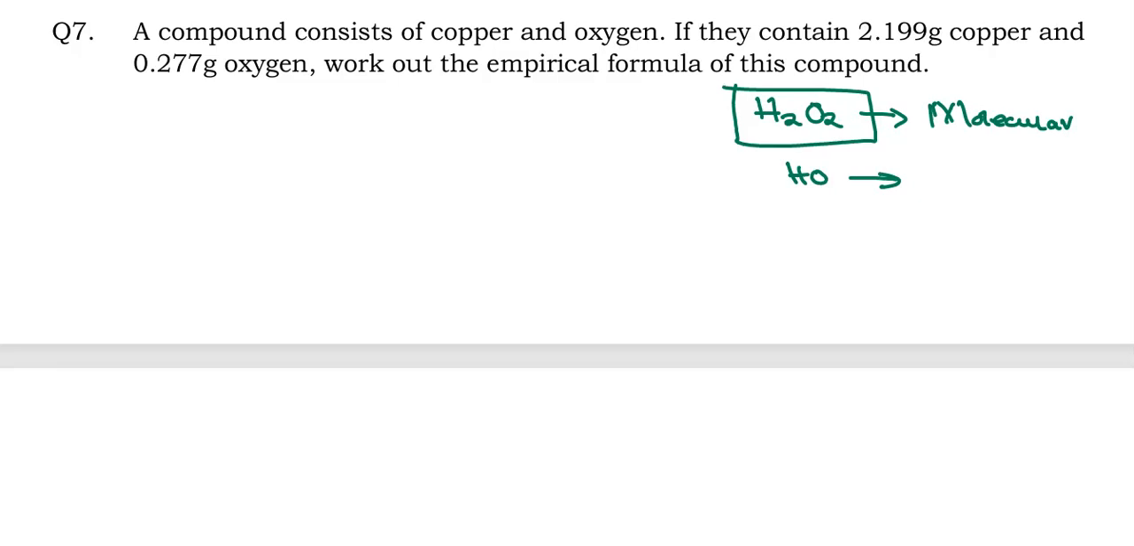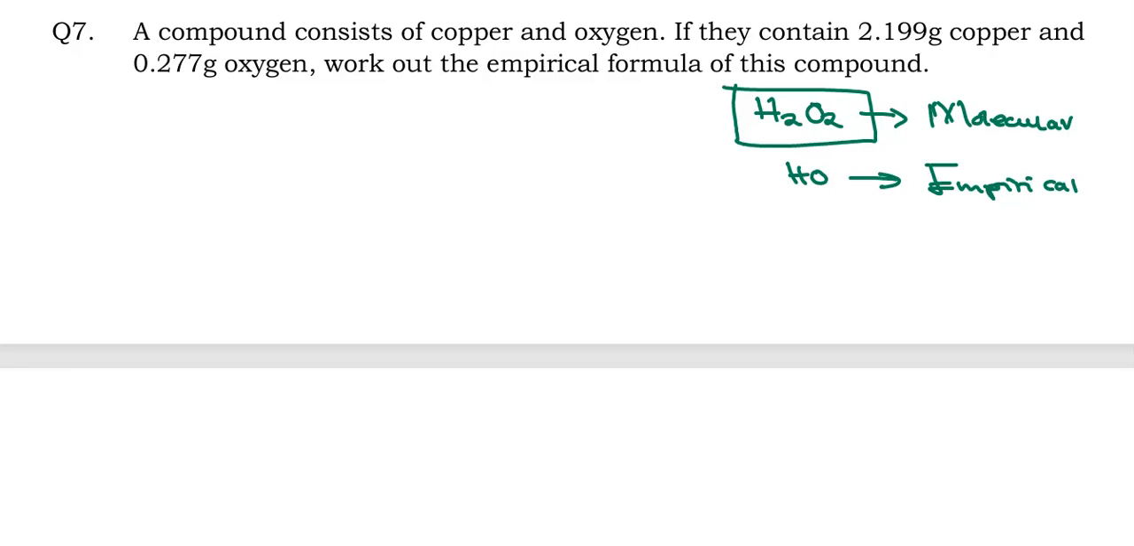So if we write the formula of a compound in its simplest form, this is what we call an empirical formula. An empirical formula contains the simplest ratio of atoms in a compound. A molecular formula contains the exact number; it shows the exact number of atoms in a compound. That's how you can differentiate between the two.